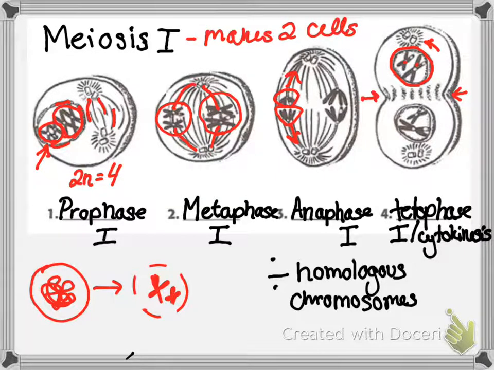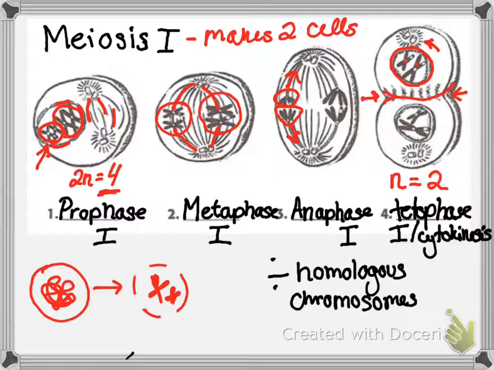And those two cells are haploid. Notice each of these cells, if we split it apart, now has 2 chromosomes. We started with 4. Now we're down to 2, and we have 1 of each type. We don't have pairs anymore, so now we've created a haploid cell.